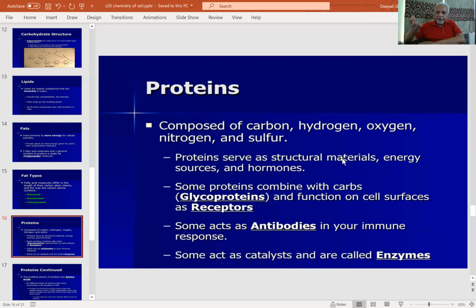Coming to another macromolecule, proteins: they are again made up of carbon, hydrogen, oxygen, nitrogen, and sulfur, and they contribute to the structural organization of the cell or living organism, and also contribute significantly to metabolic processes. They are the source of hormones. They represent antibodies, for example. Proteins also act as enzymes, which catalyze all the biochemical reactions which go on within the cell. So proteins are a very, very important component.